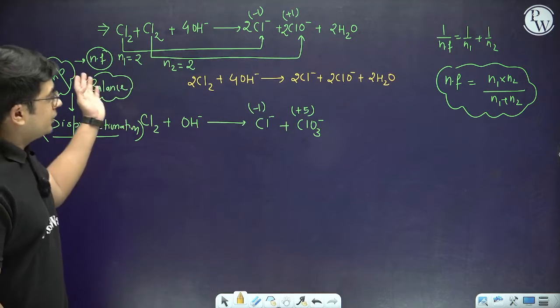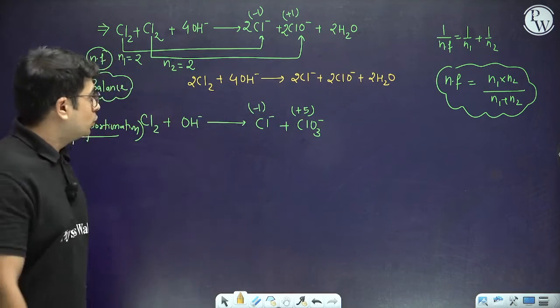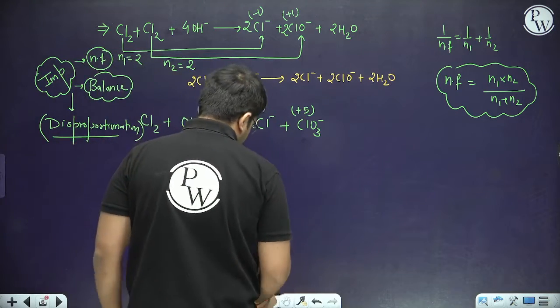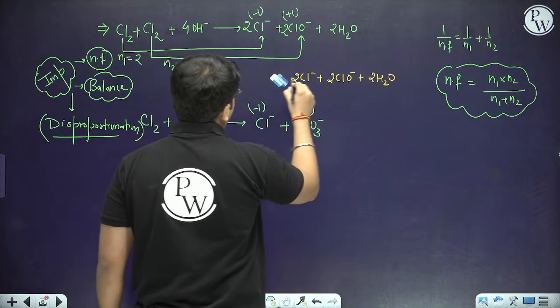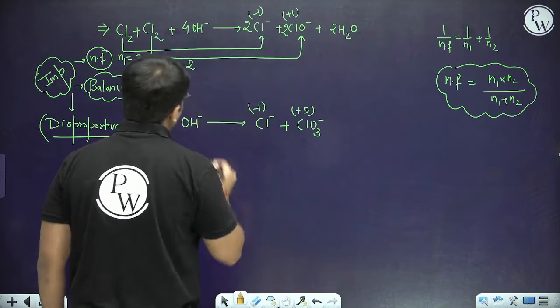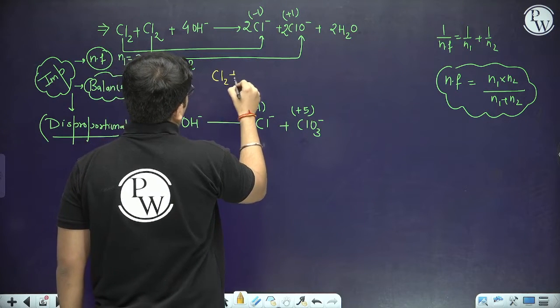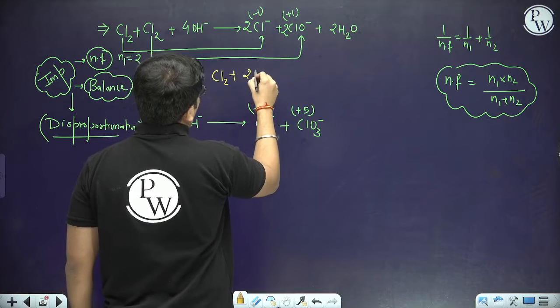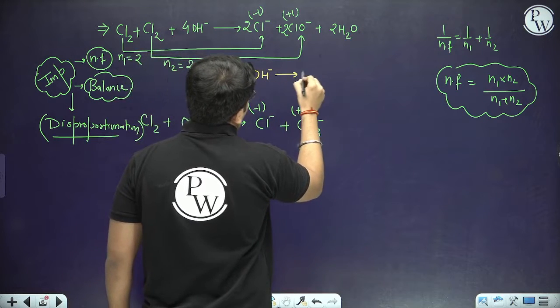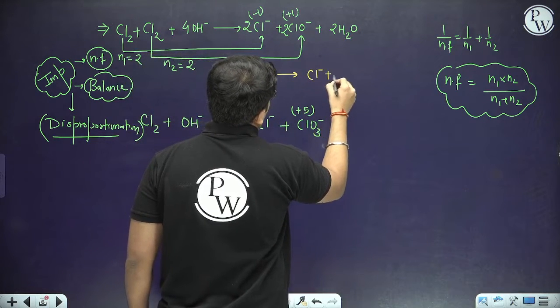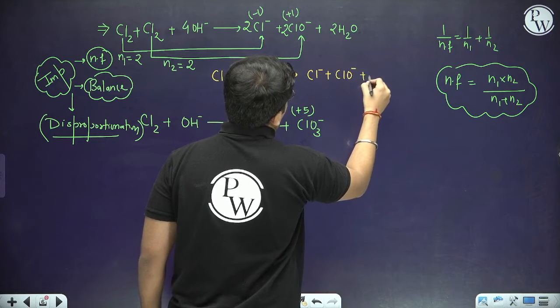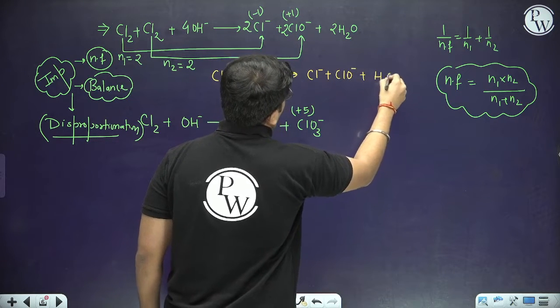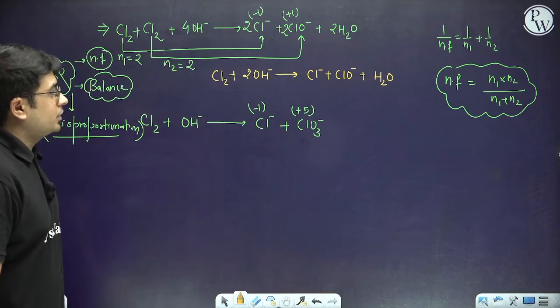Okay, you can divide the entire equation by 2 for the minimum ratio and you will be left with Cl2 plus 2OH negative gives you Cl negative plus ClO negative plus H2O. That will be the final reaction.